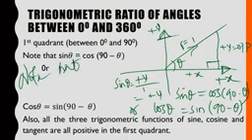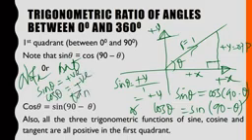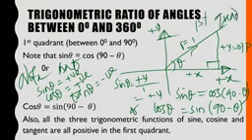Not only that, note that sine theta is positive, cos theta is positive, tan theta is positive. The three trigonometric ratios in the first quadrant are all positive.